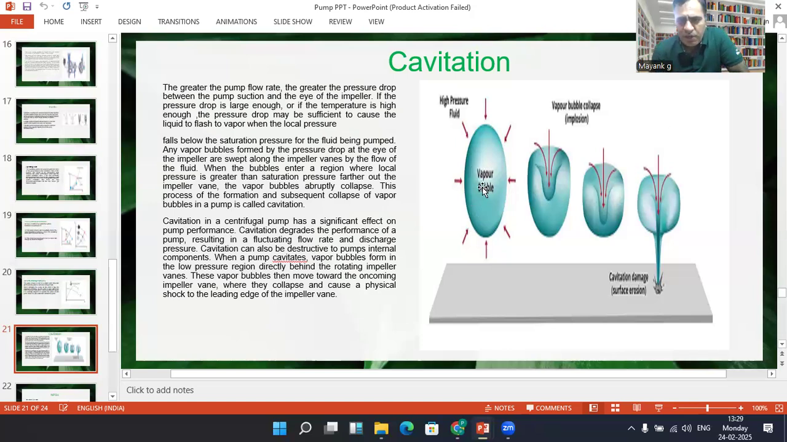this is the vapor bubble, and as it collapses, it causes the problem of cavitation. Cavitation has a significant effect on the pump performance. It degrades the performance curve, resulting in flow fluctuations and fluctuations in the discharge pressure.